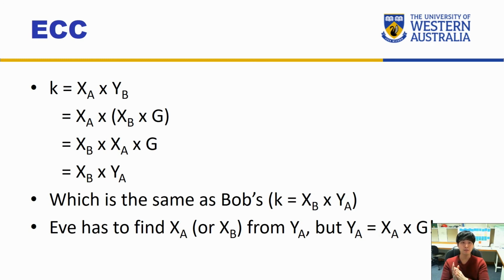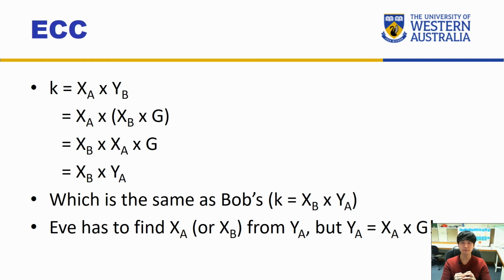So this is the same as Bob's key that's been generated. So Alice will generate K, and that will be the same as Bob generating K using his own private key. Okay. So Eve has to find either XA or XB from YA, but since YA is XA times G, you may know G, but you don't know what XA is. So that's the hard part that you need to solve.